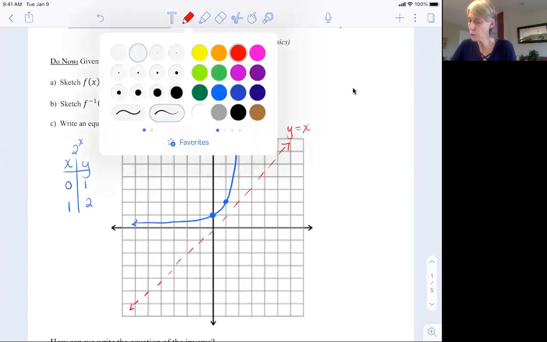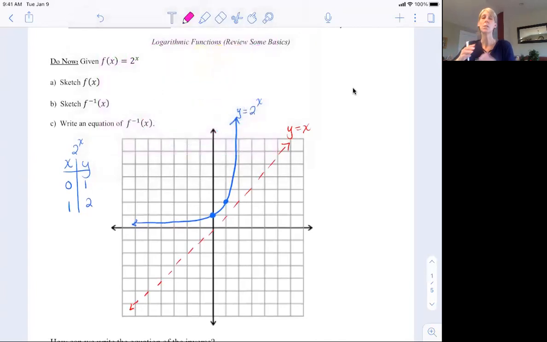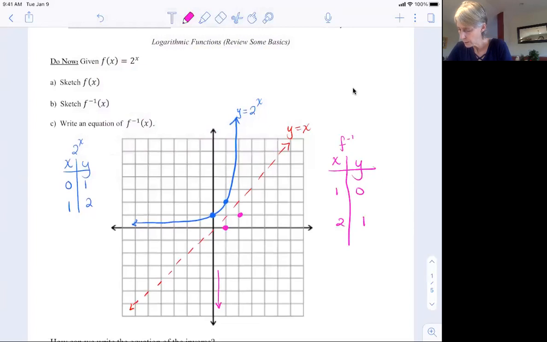And then to get the ordered pairs, all we have to do is switch the x and y values. So this would be the graph of the inverse, and I'm going to switch each ordered pair, 1, 0, and 2, 1. And I can plot those new values, 1, 0, and 2, 1. And this becomes the graph of the inverse function. I could call it y inverse, f inverse. It's really interchangeable. Okay, so easy enough to graph.